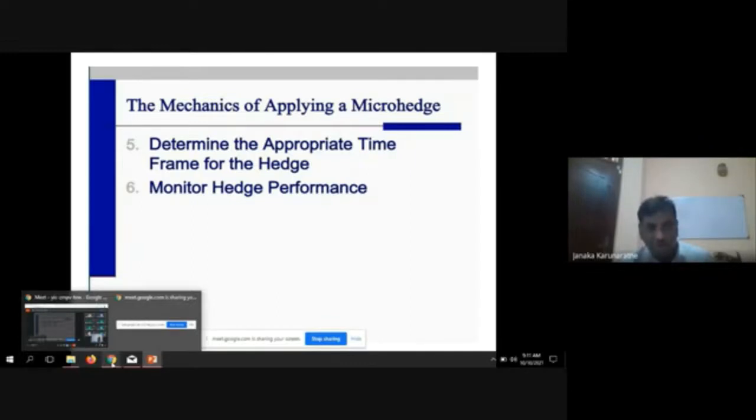But if you go for a forward contract with another party, then you cannot do that, because you have to wait till the agreement time expires, right? Okay.